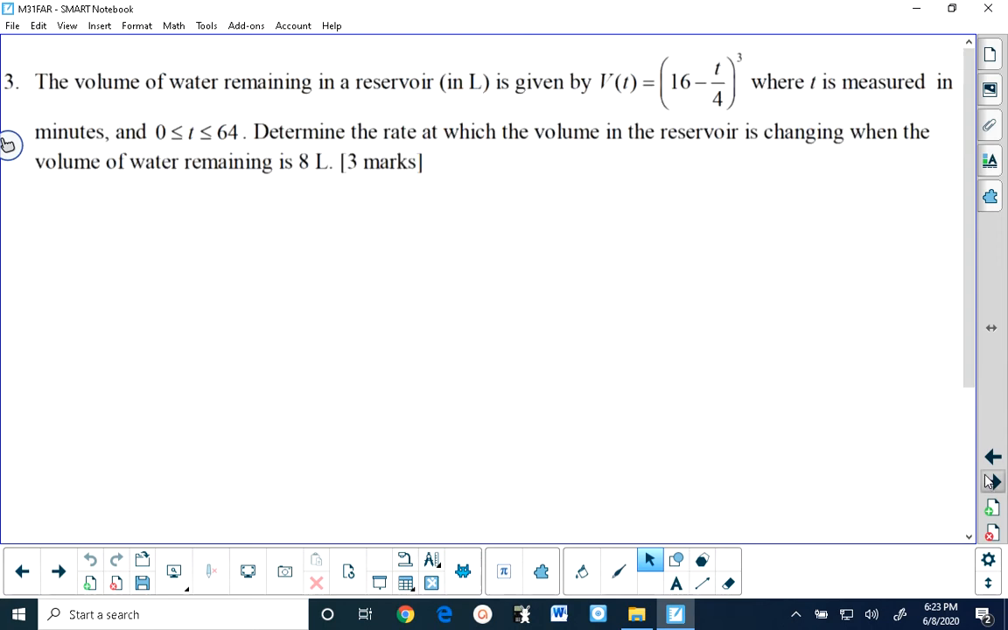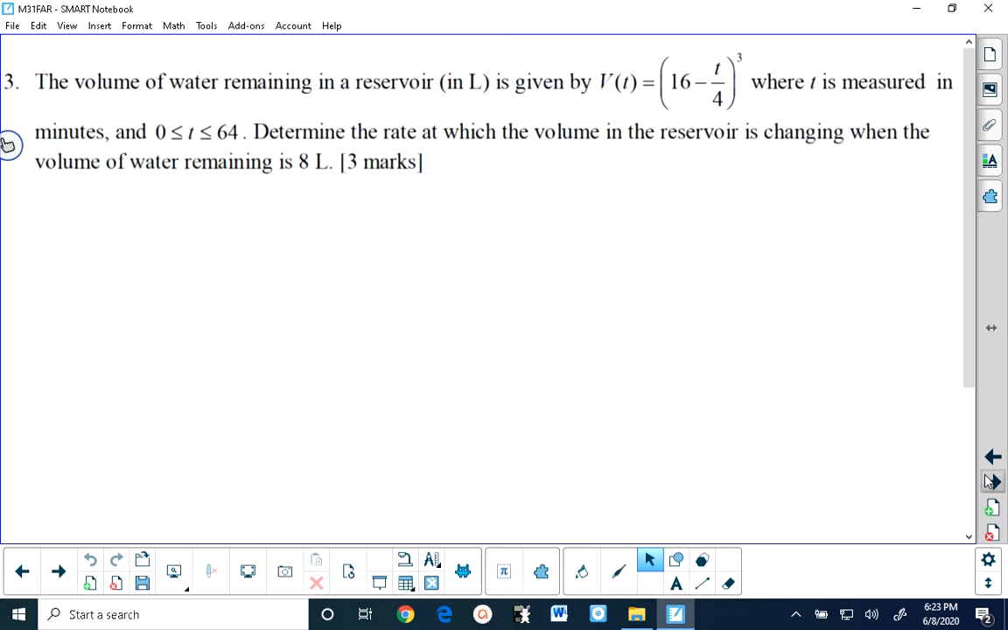Number 3 gives you a function, which is a volume as a function of time relation, describing the volume of water remaining in a reservoir as a function of time. The domain is, in this particular problem, 0 to 64. Everybody's questions will be a little bit different.